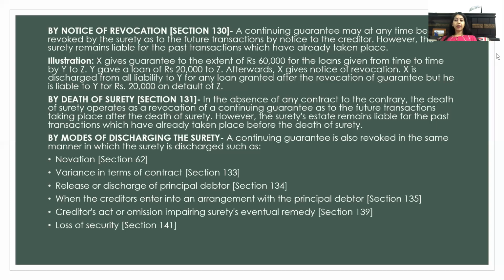Next is section 124, release or discharge of principal debtor. Next one is section 135, when the creditor enters into an arrangement with the principal debtor. Next is section 139, creditor's act or omission impairing surety's eventual remedy. Last one is section 141, loss of security. So we'll be dealing with all of these in the further slides in detail.